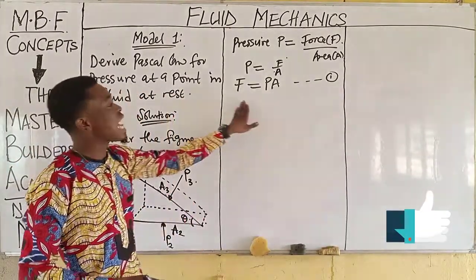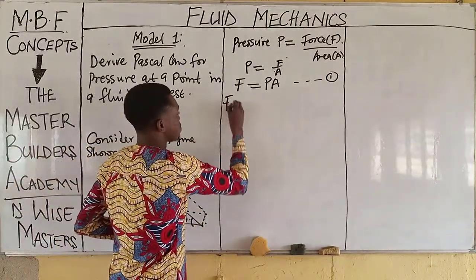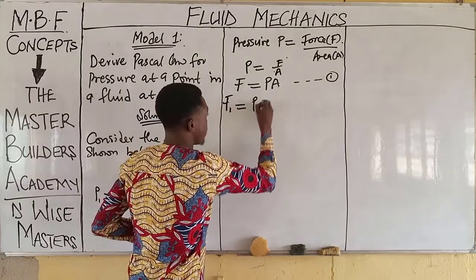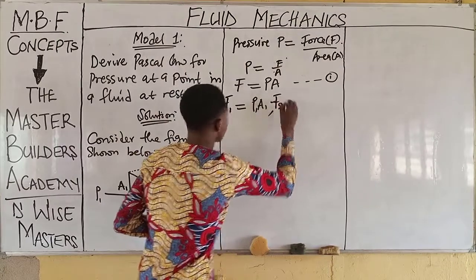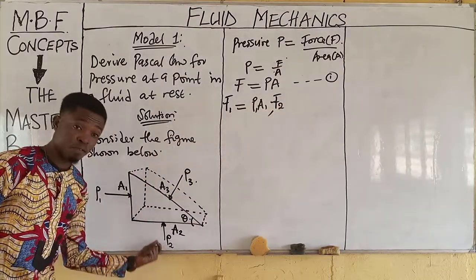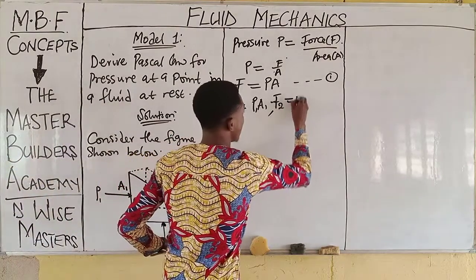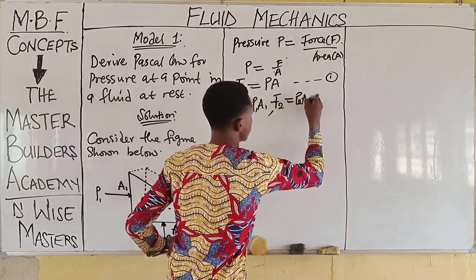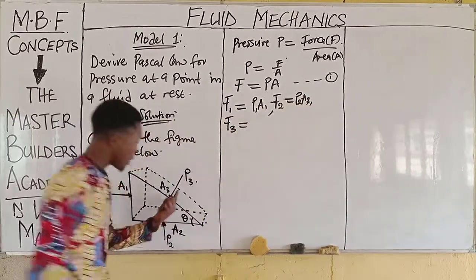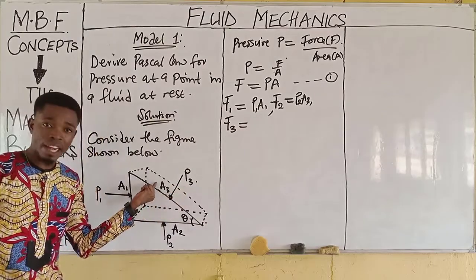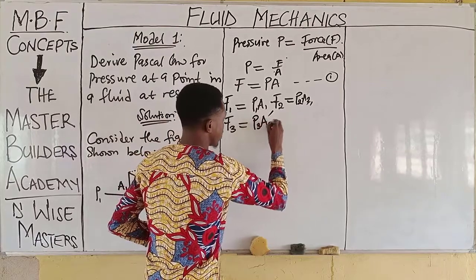Now, looking at this model, if this is P1, similarly my F1 would have been P1 multiplied by A1. If this is F2, with pressure P2, therefore force 2 would have been the pressure here multiplied by the area here, P2 A2. Then finally, F3 would have been the pressure multiplied by the area where the pressure is acting, P3 A3.